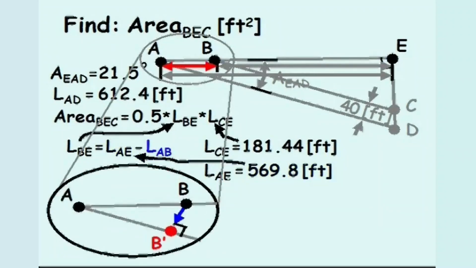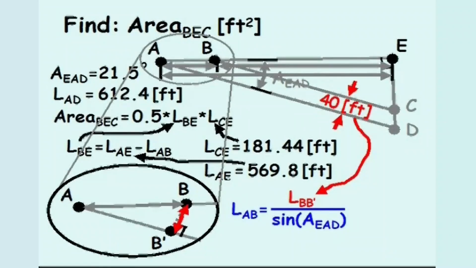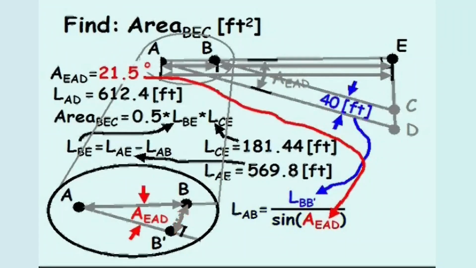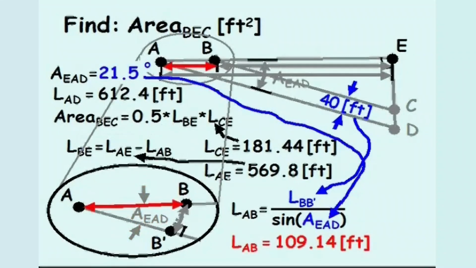the point B prime as the orthogonal projection of point B onto line AD. Now we can equate the length of line segment AB to the length of line segment B prime B divided by the sine of angle EAD. From the figure, we know the length of line segment B prime B equals 40 feet, and we already calculated the angle EAD equals 21.5 degrees. This makes the length of line segment AB equal to 109.14 feet.